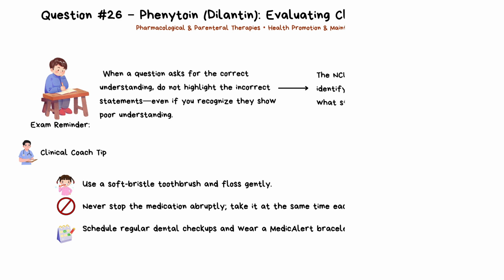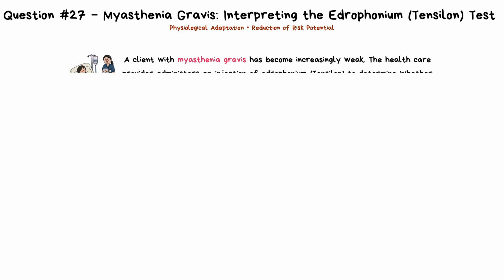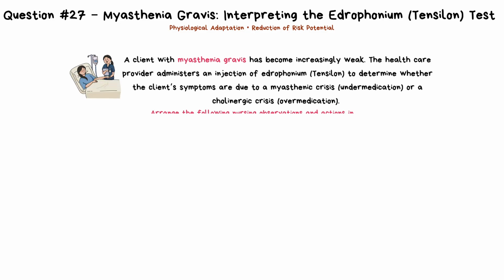Let's move on. Here's an ordered response question that tests your ability to recognize patterns and prioritize safe actions step by step. Scenario: a client with Myasthenia gravis has become increasingly weak. The provider administers edrophonium, also known as Tensilon, to determine whether the weakness is due to undermedication, a myasthenic crisis, or overmedication, a cholinergic crisis.